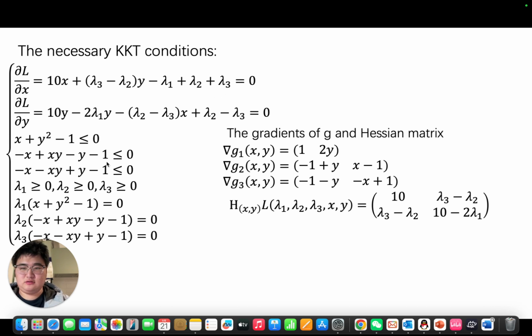Okay. The next three are the constraints provided by the problem, and the last four are the definition of the KKT condition. Each multiplier should be larger than or equal to 0, and each multiplier times its constraint should be equal to 0. And we also have provided the gradients of g and the Hessian matrix here.